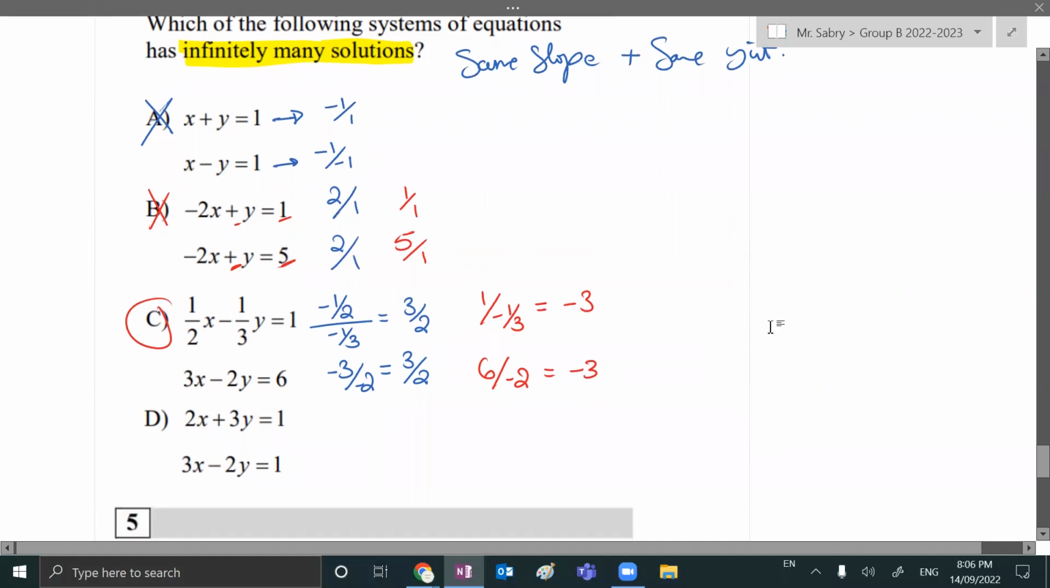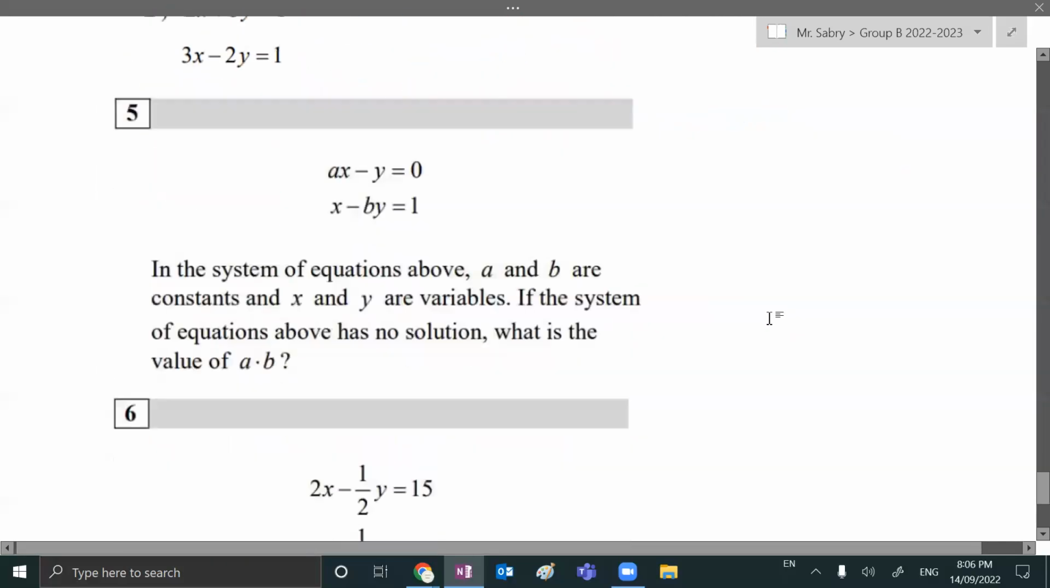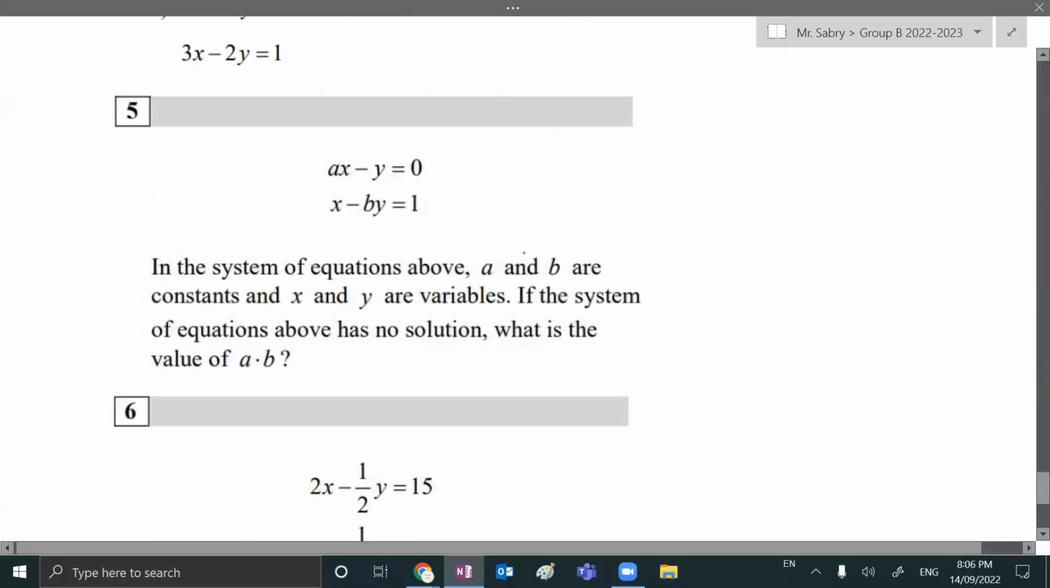Is this one clear? Should we move to the next one? Yes, Mr. Appreciate it. Moving to number 5.